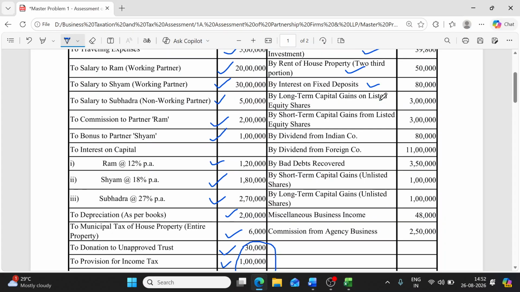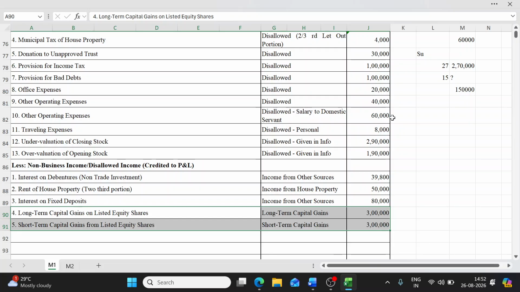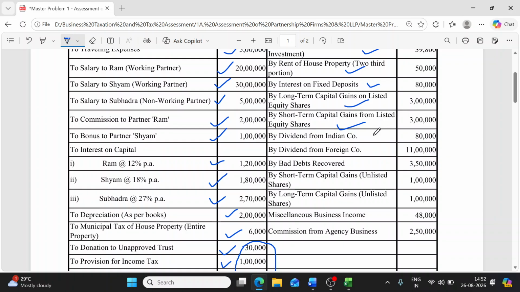Okay. Now the next is long-term capital gain on listed equity share and short-term capital gain on listed equity share. So these two are recorded on the credit side, but these two are not business incomes. These two are non-business income. So let's deduct the same from here as a point number 4 and as a point number 5. Okay. So long-term capital gain and short-term capital gain, their income head is different. That is capital gain.